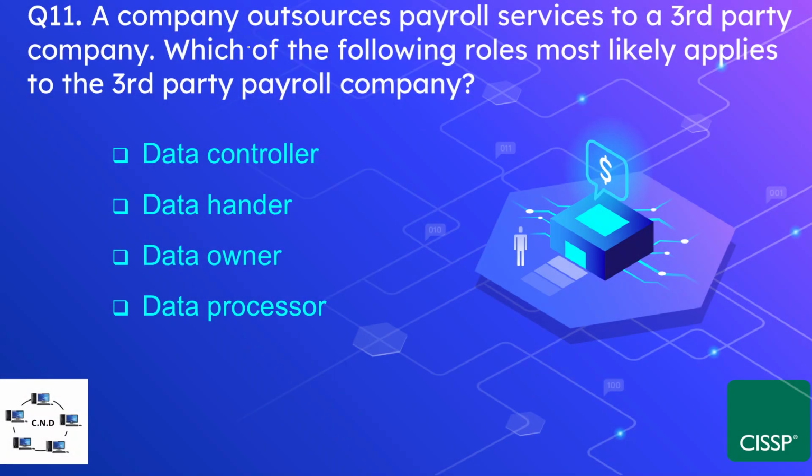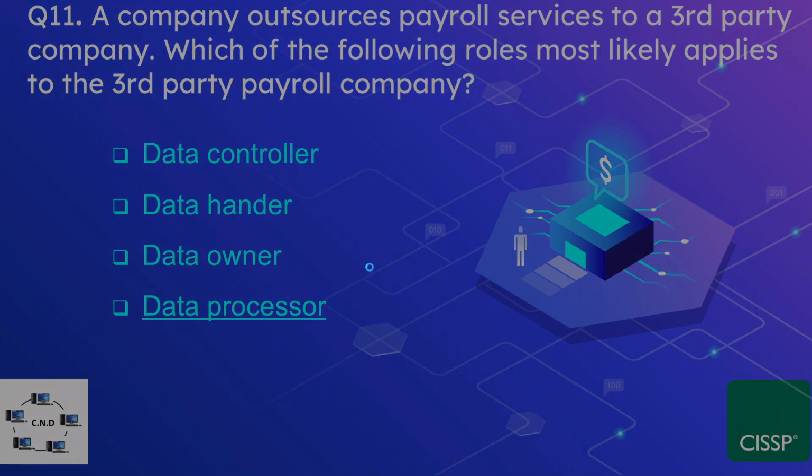Question number 11 is: a company outsources payroll services to a third-party company. Which of the following roles most likely applies to the third-party payroll company? The options are data controller, data handler, data owner, and data processor. And the correct option is data processor.